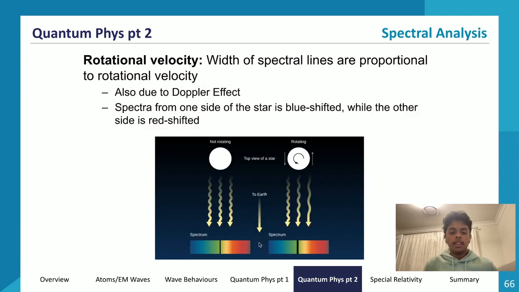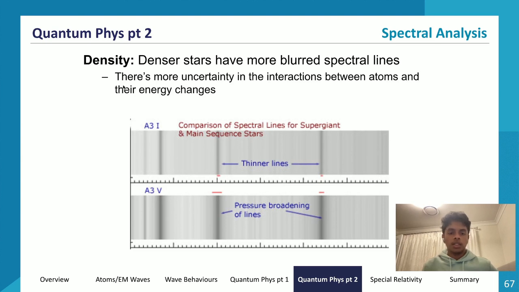If we only see wider spectral lines, that means we're looking at rotational velocity instead of the density of the star. This is due to more uncertainty in the interaction between atoms and their energy changes. That's why we have blurred spectral lines, due to the greater degree of uncertainty.